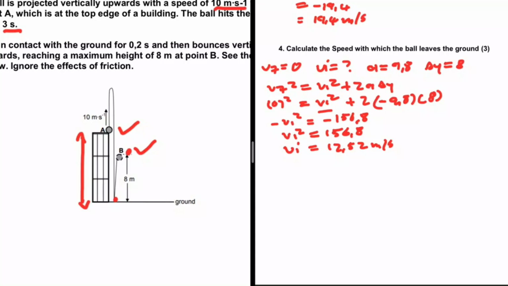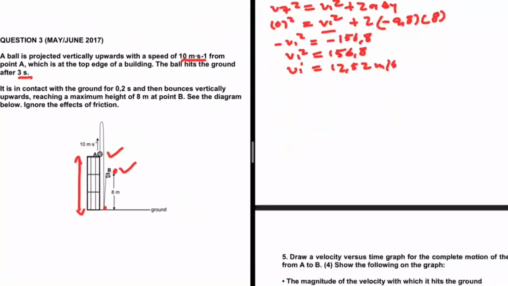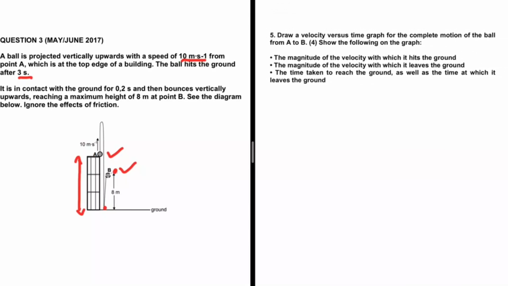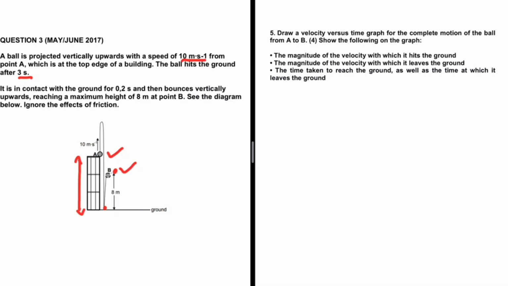Let's move to the last question, question 5. The question we're interested in, the velocity-time graph. Let's go ahead and take a look. The question is saying draw a velocity-time graph for the complete motion of the ball from A to B. Show the following on the graph: the magnitude of the velocity with which it hits the ground, the magnitude of the velocity with which it leaves the ground, and the time taken to reach the ground, as well as the time at which it leaves the ground. Okay, right, let's go ahead and see how we can possibly do that.